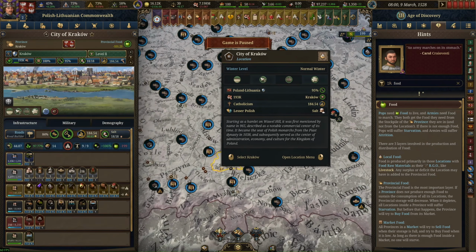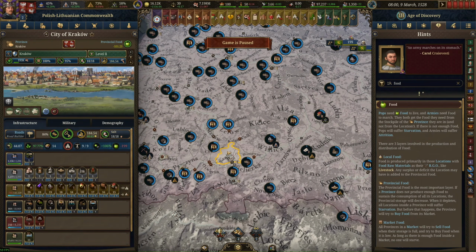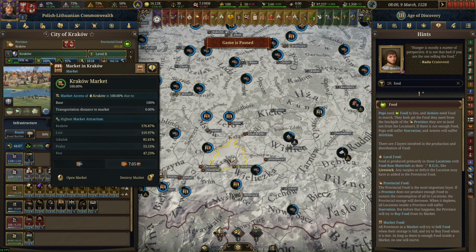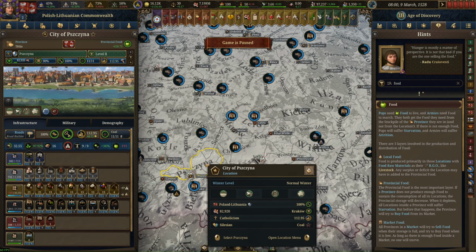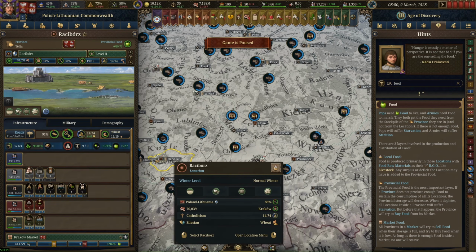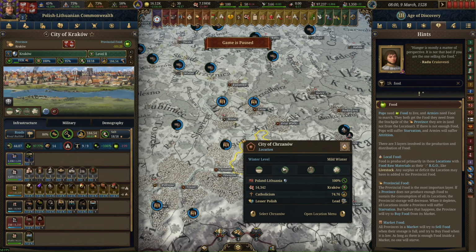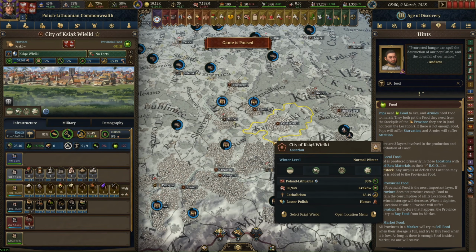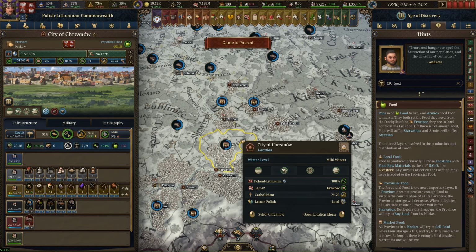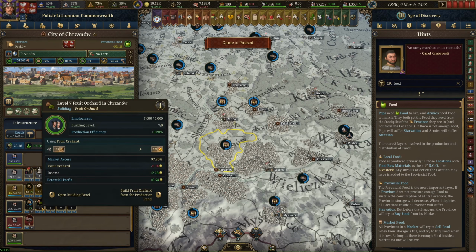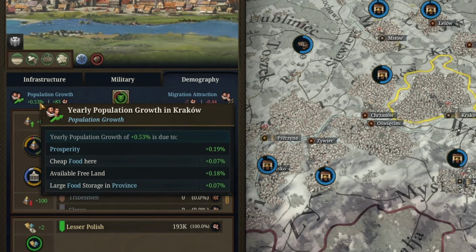Of course, when locations buy food from the market, they do so using market access, in the order determined by it. So ideally, within a province, the perfect situation is when you have some locations that produce a lot of food. However, this is not always possible, which applies to Krakow. Here, I don't have a single location capable of producing food, although there is one building that provides food, fruit orchards. Cheap food and a large supply of it are important because they strongly affect population growth.